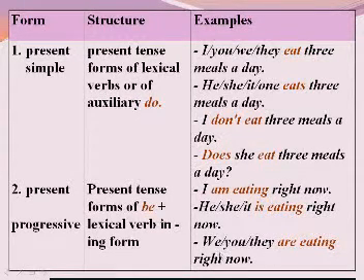When we have we, you, or they, we need are, which is another form of verb to be. So we are eating right now, you are eating right now, or they are eating right now. This is very important: verb to be plus a verb ending in ing.